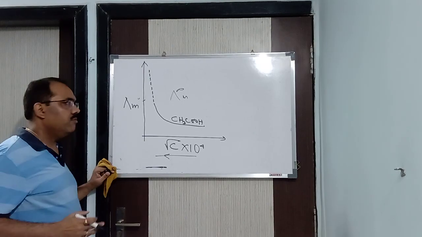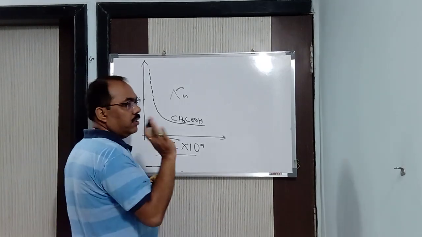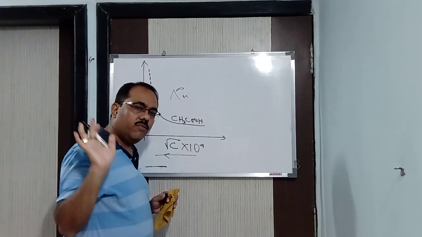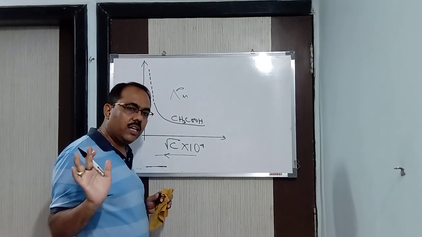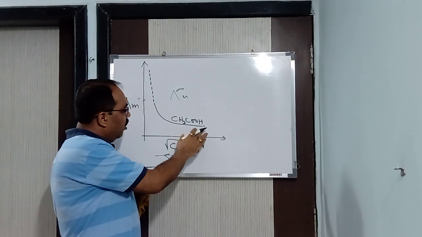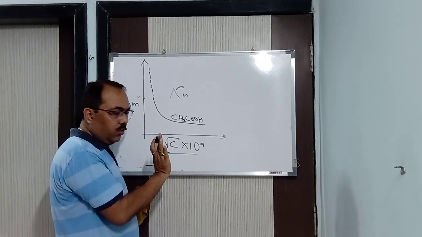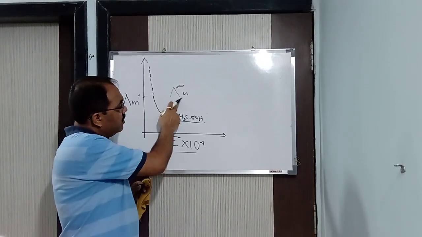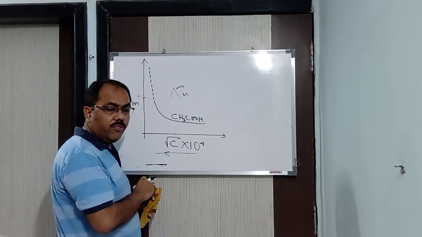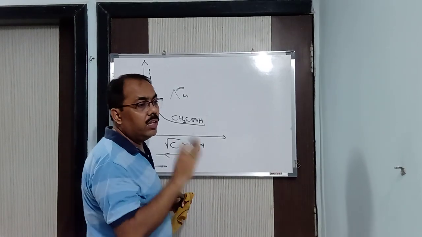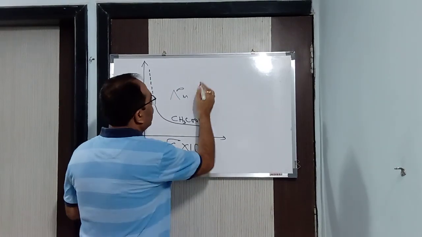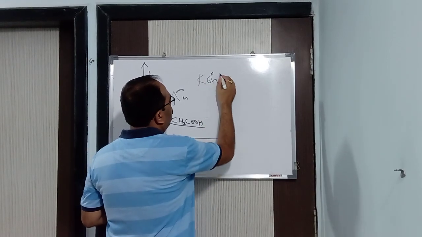For that purpose, we require a law. Got it? Got the limitations of the graph? How do we find the variation of molar conductivity of a weak electrolyte? You understood the graph, all of you? Now see, this is the limitation: we cannot find the molar conductivity at infinite dilution. Then what do we need? We need to study another law. What is that? That is known as Kohlrausch law.